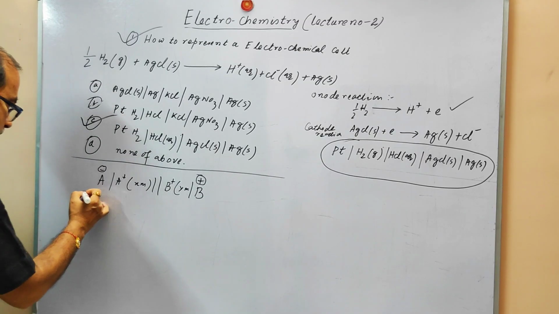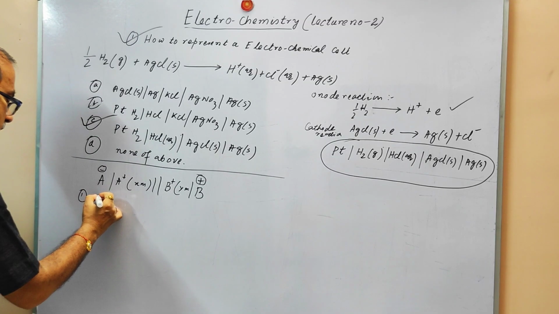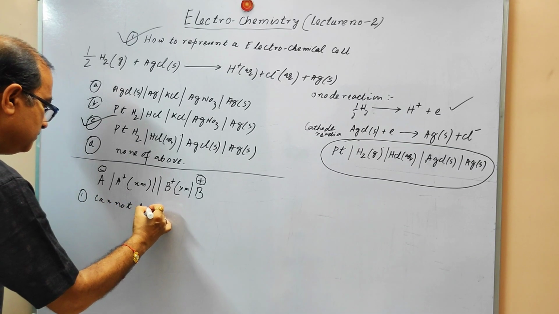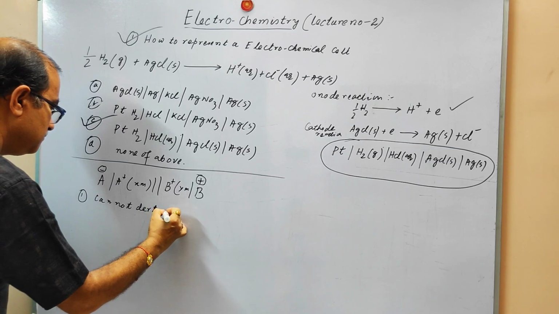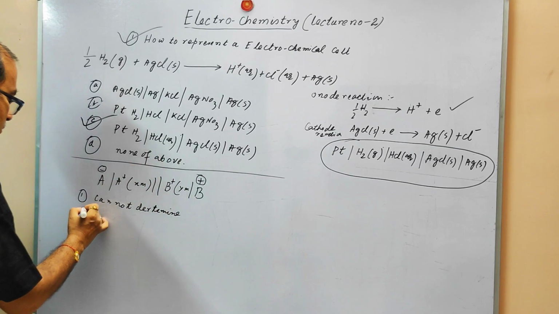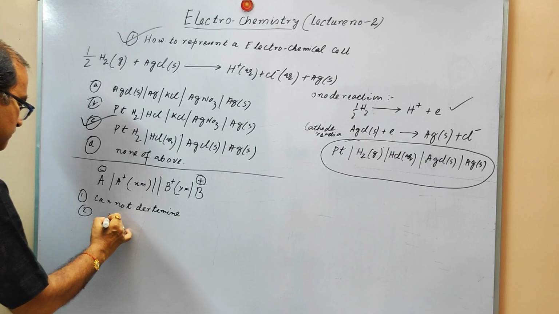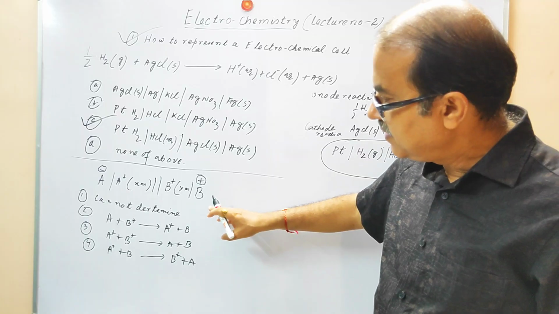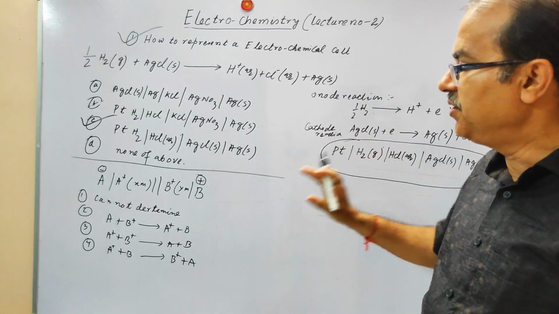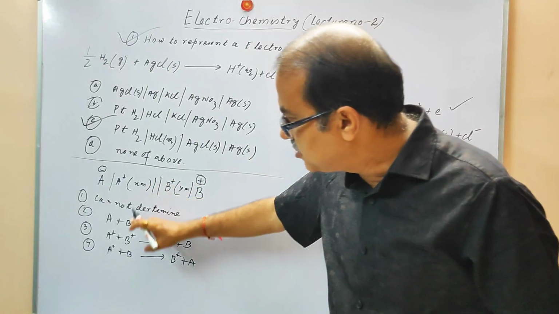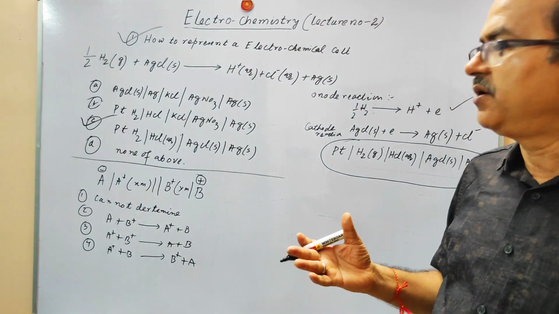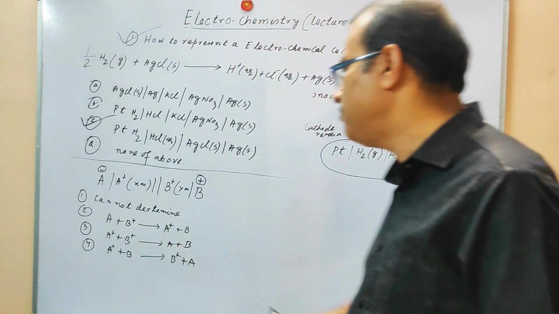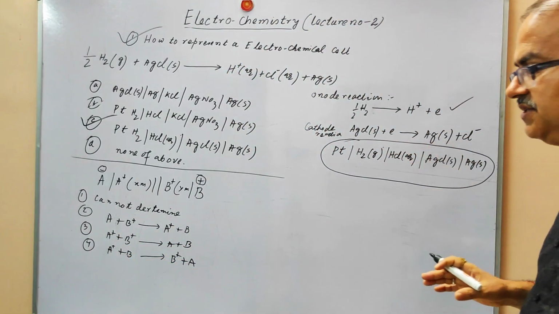The options are given: the first option is that you cannot determine. The second option is which type of reaction is going on in that cell. Maybe you are not able to determine it. Maybe it will be the second option, maybe the third option, or maybe the fourth option. What are the options?